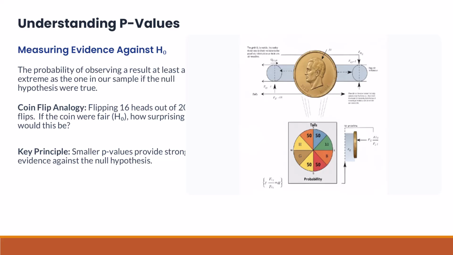A p-value measures how surprising sample results would be if the null hypothesis were true. Think of flipping a coin 20 times and getting 16 heads. If the coin were fair, getting 16 heads is extremely unlikely by chance. The p-value measures exactly that probability. Smaller p-values indicate stronger evidence against the null hypothesis. The chapter uses a coin flip example and a stress versus depression example to explain this concept.